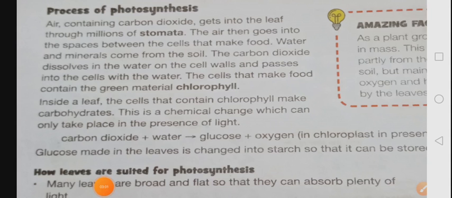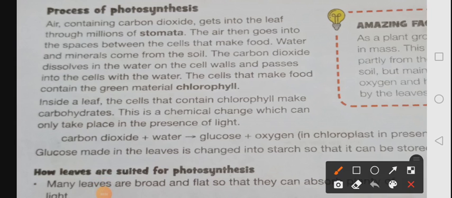The next heading is the process of photosynthesis. For the process of photosynthesis to complete, we need four things: carbon dioxide and water. Carbon dioxide is present in the air, water is present in the soil. Another thing that is needed is the sunlight, which comes from the sun. And the last thing that is a must is the chlorophyll. We have discussed that chlorophyll is present in the leaves. In the second layer, mesophyll, chlorophyll is already present.